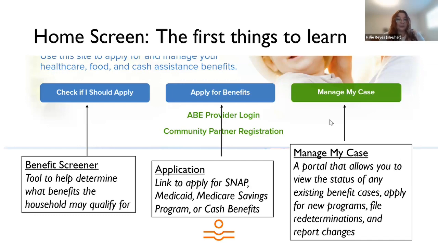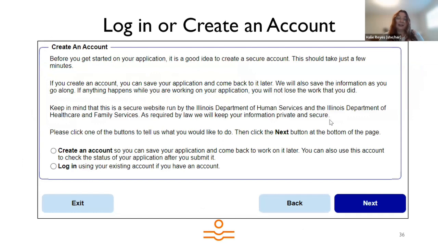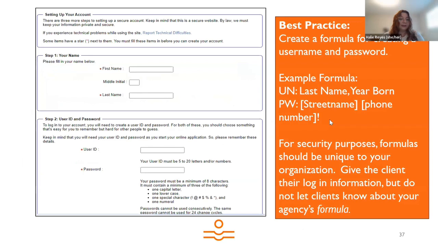All right, so next, when you click apply for benefits, it'll take you here to create an account. If they have an existing case, you'll click login and enter their username and password. If not, you'll select create an account and click next. Now this is where you would type in the applicant's first and last name and create a user ID and password.